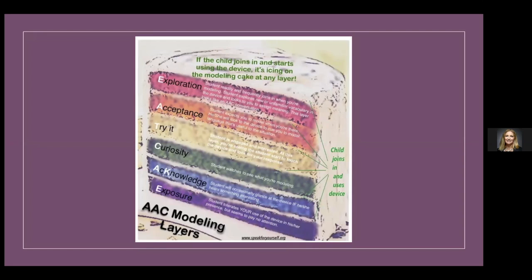Sure. So this is a cake, so it's very easy for everybody to understand. A cake has different layers, and you obviously can't have the top layer without the one on the bottom and the ones in the middle. So the first layer of the cake is exposure. We're not expecting the AAC user to even push a button or anything at this point. We're just exposing them, kind of like I was showing you in those other videos, where I'm just using the device and I'm not expecting anything from the AAC user. And then beyond exposure is acknowledge.